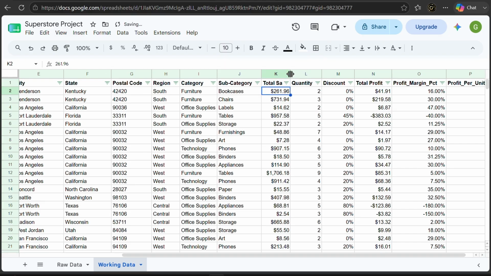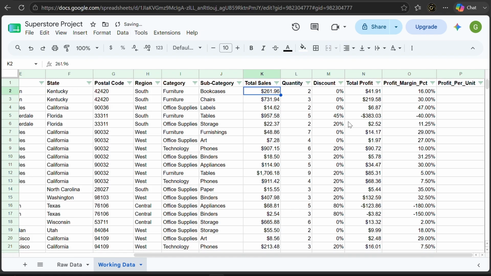So yeah, I've done that already. So now to calculate the profits per unit, we have to say the total profit divided by the quantity that was sold. That gives us profit. But again, we're going to use the IFERROR so that in cases where maybe quantity sold was 0, it will avoid error and just return 0 in that case.